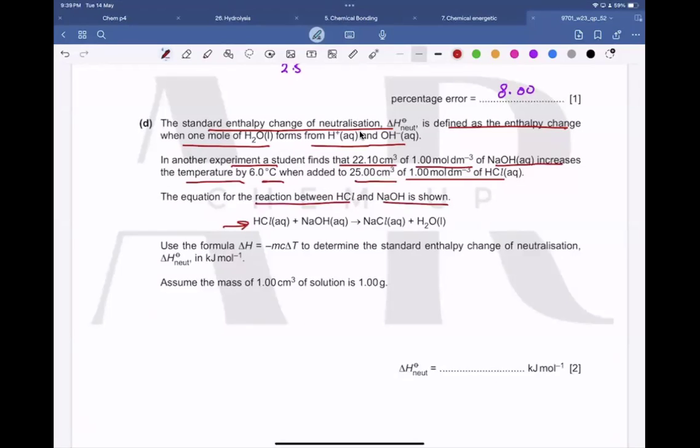Use the formula ΔH equals minus mcΔT to determine the standard enthalpy change of neutralization in kJ per mole. Assume that the mass of 1 cm³ of solution is 1 gram.